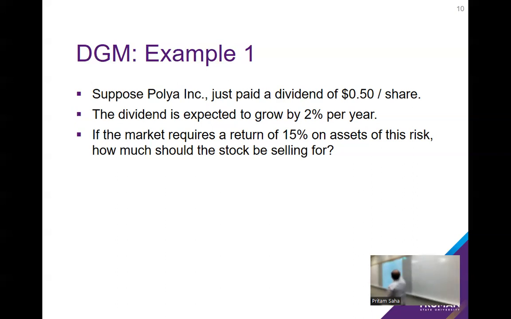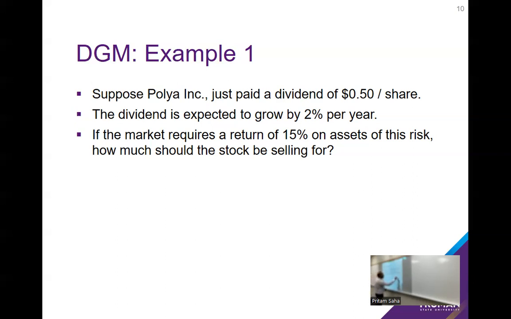Is it D0 or D1? Why? They paid it. It's gone, right? So our formula is price should be D0 times (1 plus g), or D1, divided by R minus g. R or KE, whichever you use, same thing.